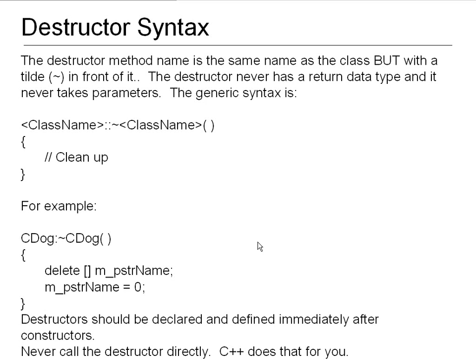Now supposing we dynamically allocated the name for a dog in the class, we would want to clean that up when it's deleted or goes out of scope, and so we would call delete and then set our pointer to zero. Now destructors should be declared and defined immediately after constructors, and you never call the destructor directly. C++ does that for you.